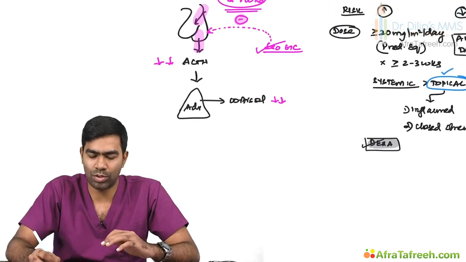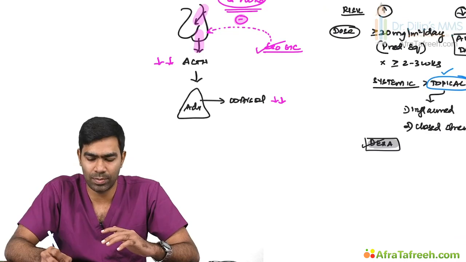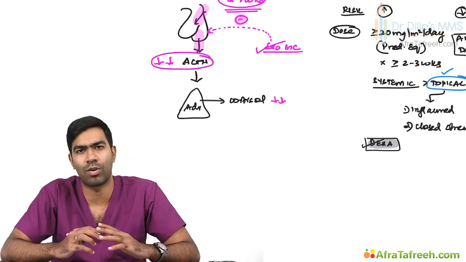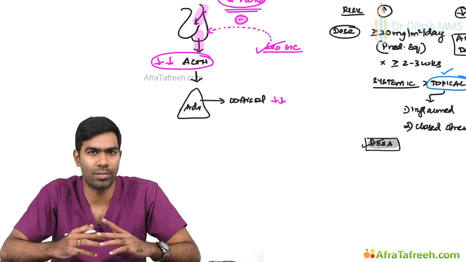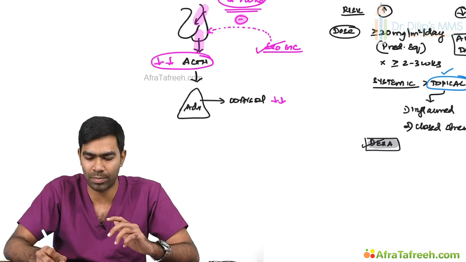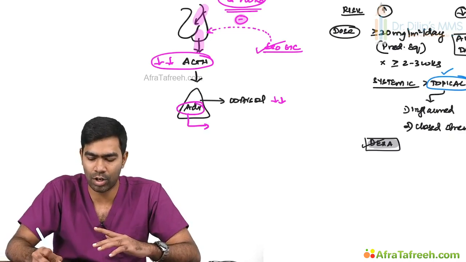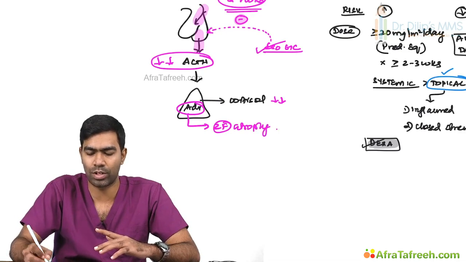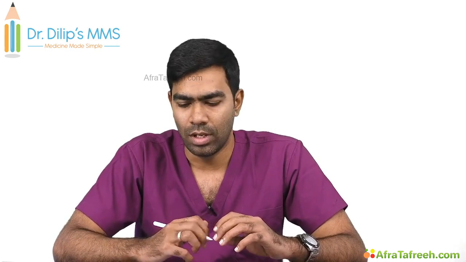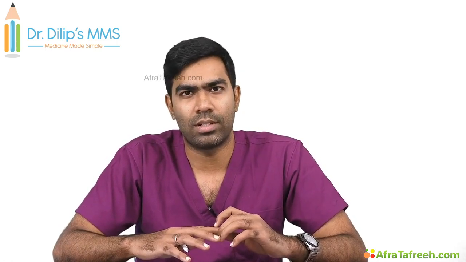Similarly, when you are giving exogenous glucocorticoids for more than 6 weeks, which means your ACTH will be persistently low for more than 6 weeks, the trophic effects of ACTH on the adrenal cortex will be decreased for a considerable period of time, which means the adrenal cortex will go for atrophy, especially the zona fasciculata, which is highly dependent on ACTH. So to recover from this atrophy, it takes some time.